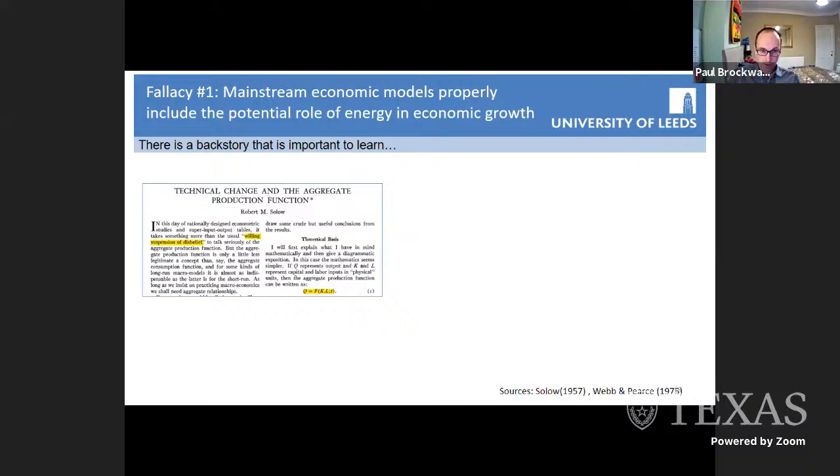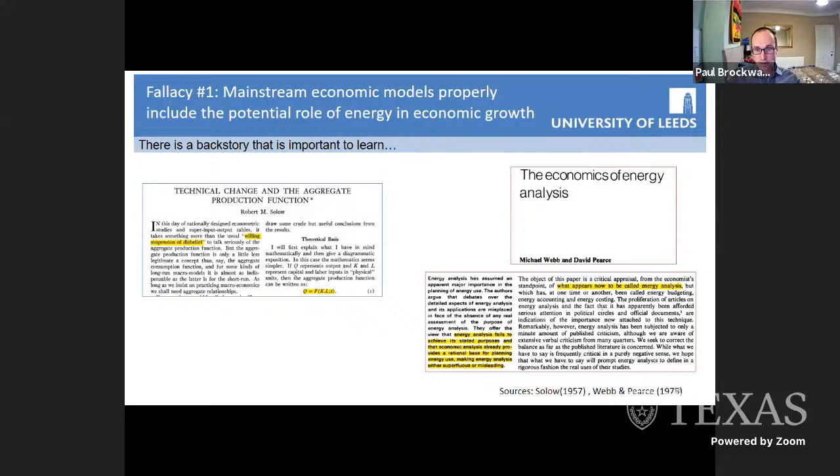But still, they believed and they pursued the idea that capital and labor were the two things that essentially make our economic outputs. Even though in the paper himself, Robert Solow said you need a willing suspension of disbelief to talk seriously of the aggregate production function. And yet that's exactly what mainstream economists have been using to explain and try and predict economic growth in the future. When we get to the 1970s, there was a bit of a fight.